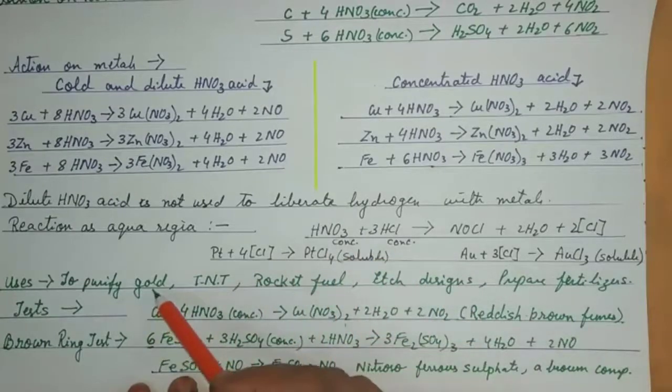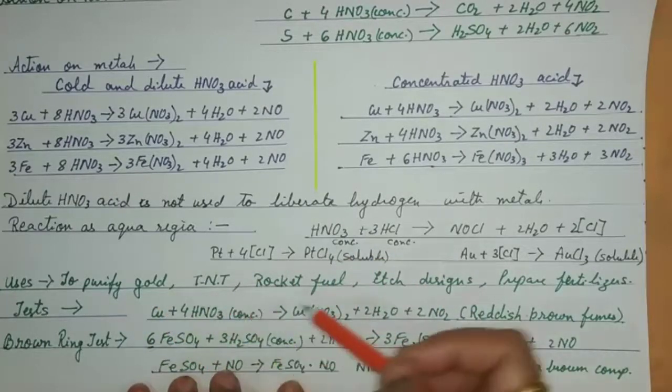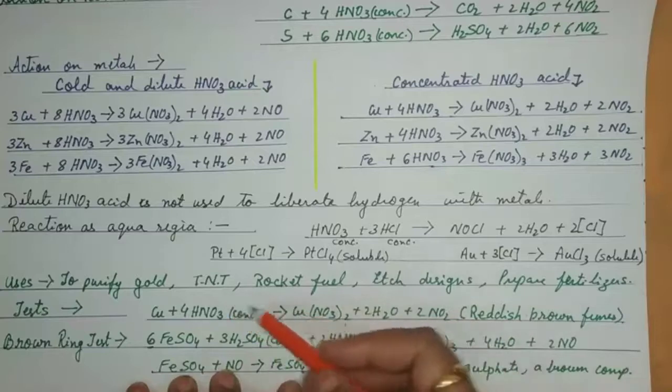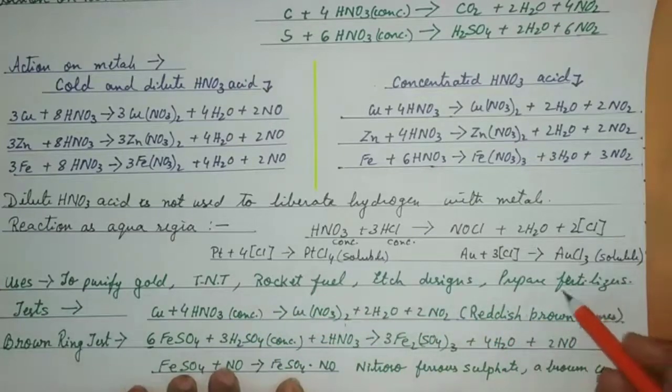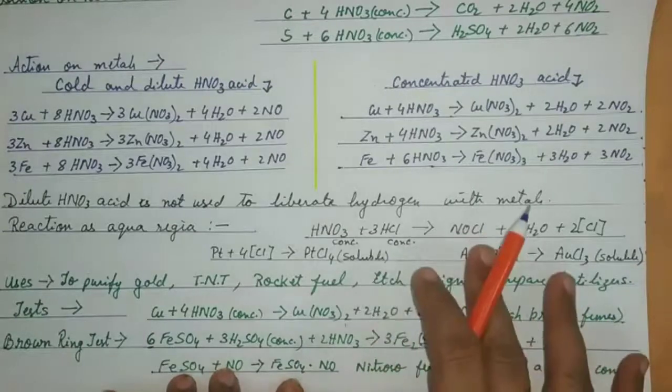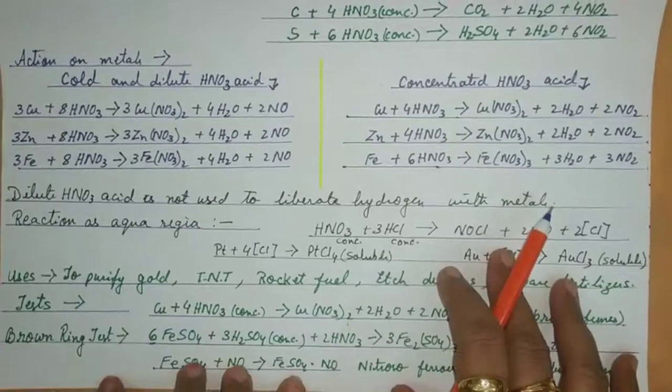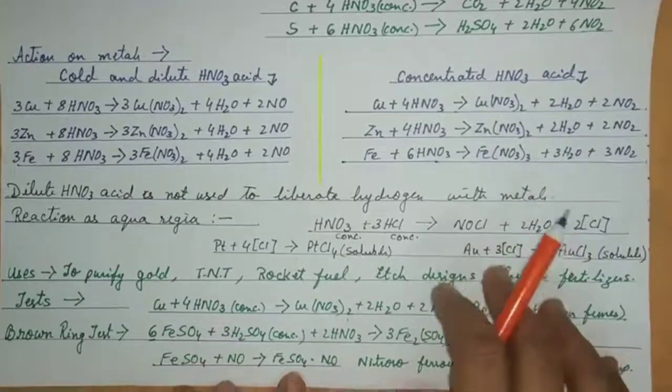To purify gold is one use. TNT, trinitrotoluene, rocket fuel, dyes, and preparing fertilizers are some of the uses. There are some more given in your text, children. I would suggest please learn all of them.